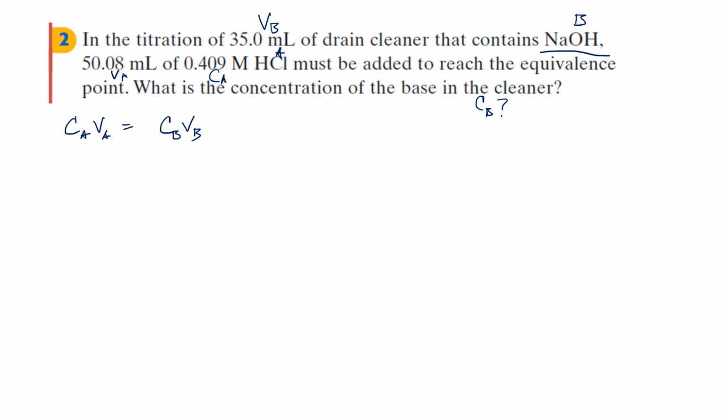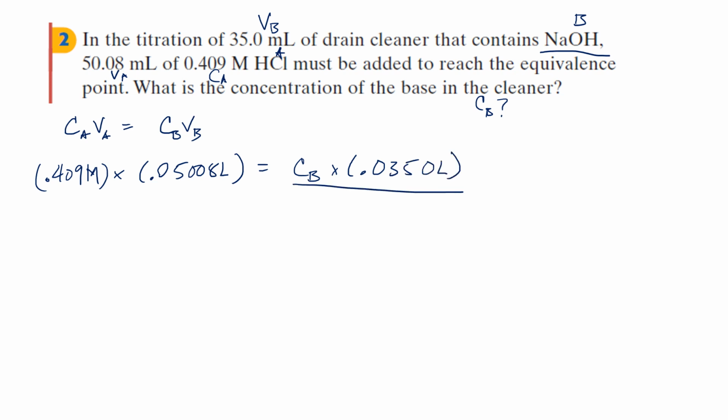So let's just plug in. Ca is right here, so 0.409 molar times Va is right before it. If you do some mental math and convert mils to liters, you get 0.05008 liters is equal to Cb, which is our variable, and our Vb is 0.0350 liters. Divide both sides by 0.0350 liters to get Cb by itself.